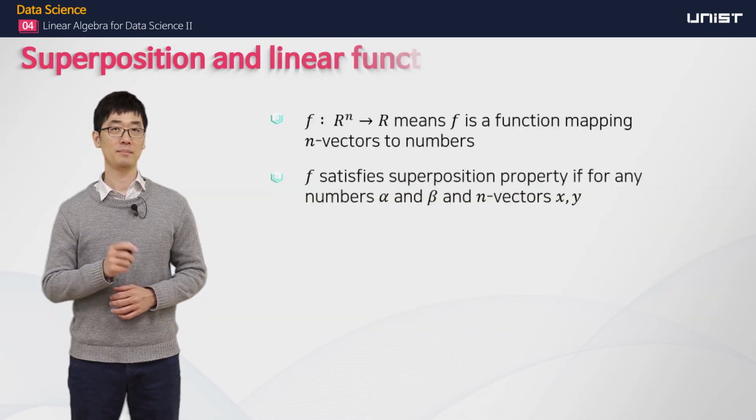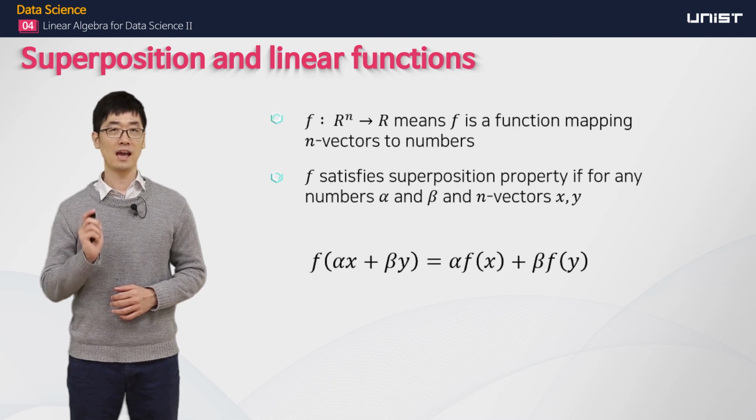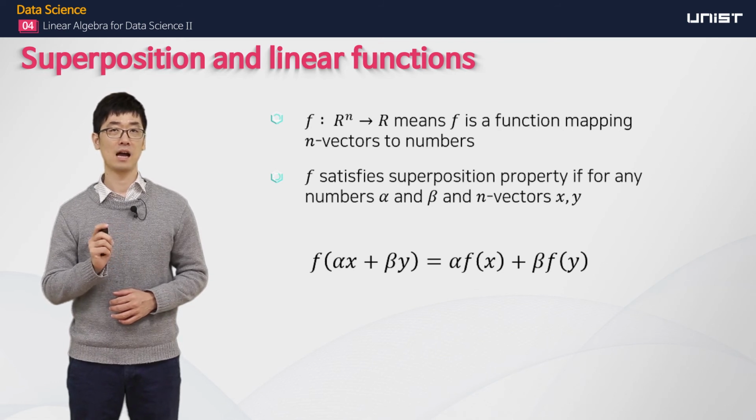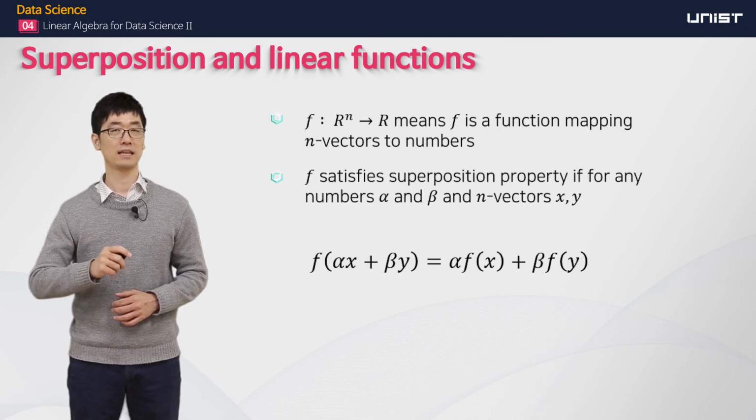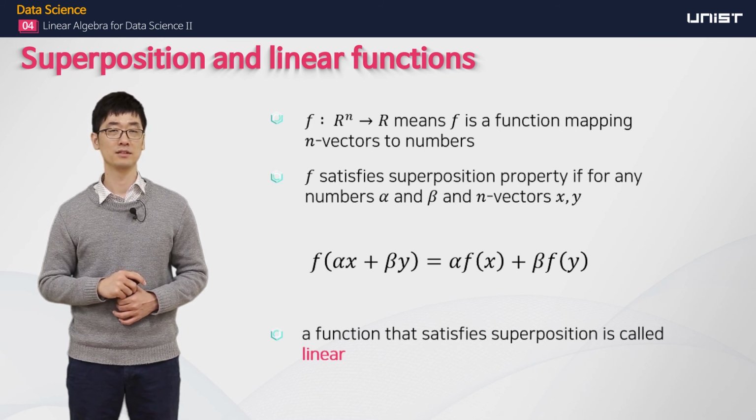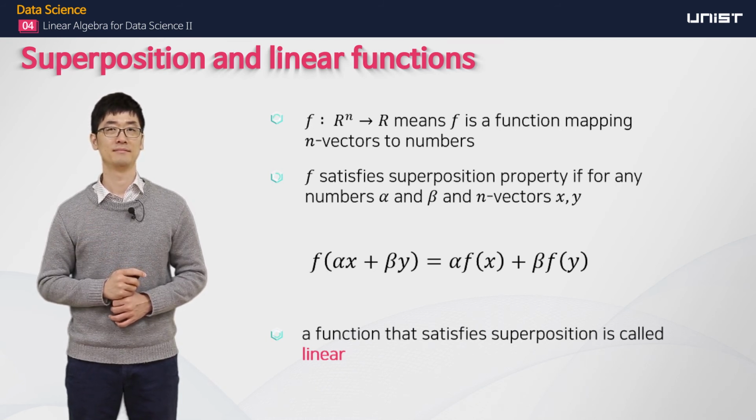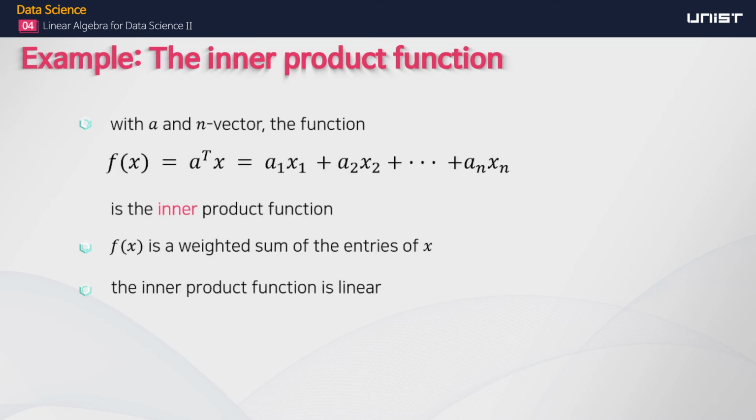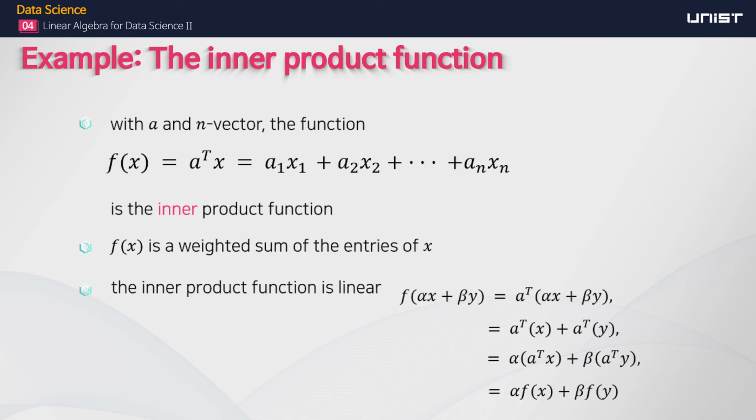Consider a function f mapping n vectors to numbers. f satisfies the superposition property if for any numbers alpha, beta, and n vectors x and y, this equation holds. We call a function that satisfies superposition linear. The inner product we already discussed in the previous slide is a kind of linear function. Let's see why. We can easily show that the inner product function is linear by checking the superposition property as shown here.